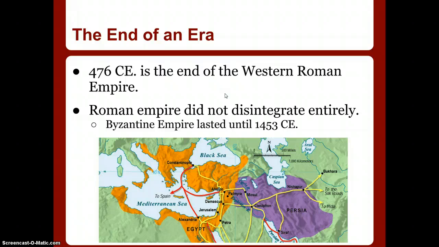As I referenced before, 476 CE is the end of the western portion of the Roman Empire. However, the Roman Empire itself didn't disintegrate entirely. The eastern portion, the Byzantine Empire, lasted for about another millennium, until about 1453, when it's replaced by the Ottoman Turks, who stay in power until the 20th century.